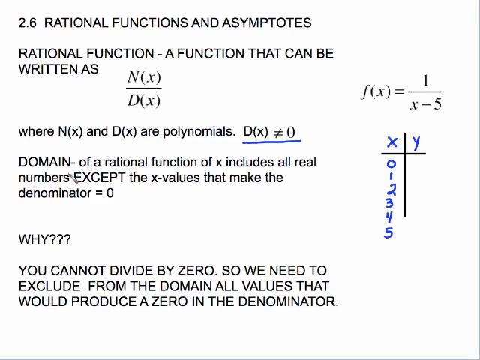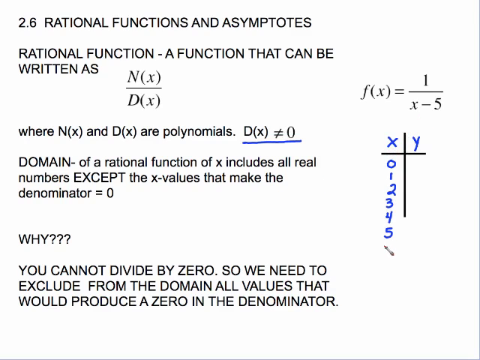The domain of a rational function of x includes all real numbers except the x values that make the denominator equal to 0. We looked at domain in a previous video, but we're just going to look now at the domain of a rational function. Let me be sure you understand the idea of what a domain is. Domain is just all of the x values that you can use in the function that make sense.